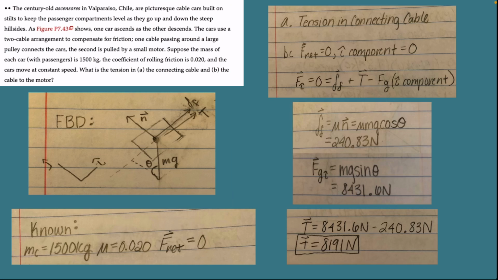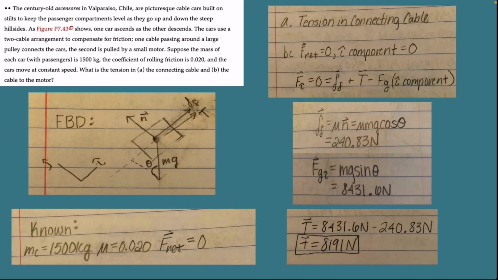The force of friction is that rolling coefficient of friction times mg cosine theta. And that mg cosine theta correlates with the j component of gravity, as in this case, since we're in equilibrium, those vertical components, normal force and j component of gravity, are going to have to be equivalent. So that's where that comes from. If you plug in numbers there, it's going to be 240.83 newtons.